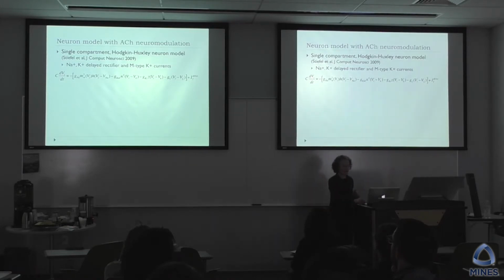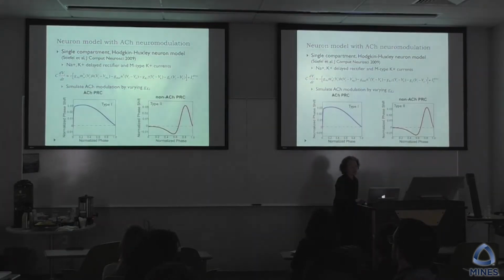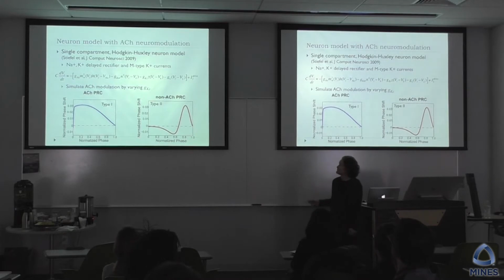And what acetylcholine does is it actually blocks these M-type potassium currents in individual neurons. So we can simulate the effects of acetylcholine by just turning off this GKS, the strength or the conductance of this M-type potassium current. And we end up with what it can do. It does change the excitability of the neurons. So I'm not showing that, but it has a big change on the PRC.